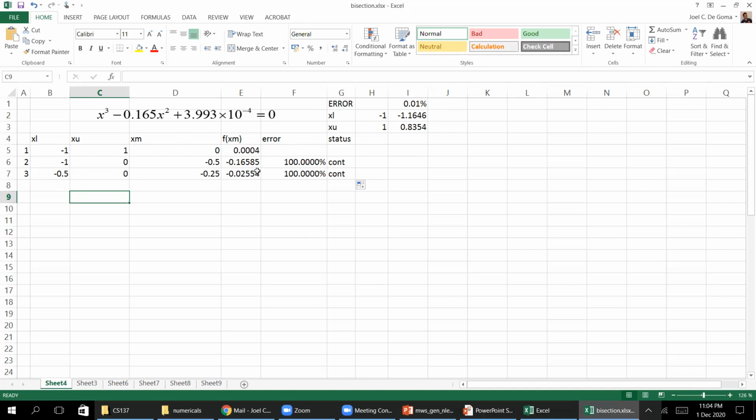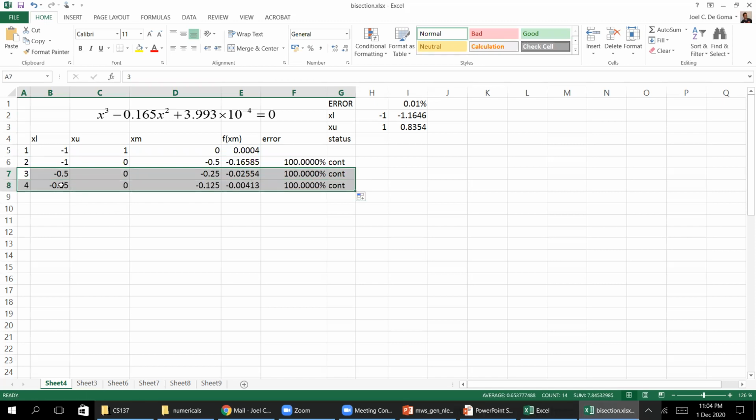Since this is negative, so we're going to change what? x sub l or x sub u? x sub l rather. Negative, replace x sub l. So from -1 to -0.25, x sub m. You're going to copy it here. x sub u is still 0. So get the midpoint, we have -0.125. Substitute. This is the result, -0.00413. As you can see, your function at x sub m is nearing 0.